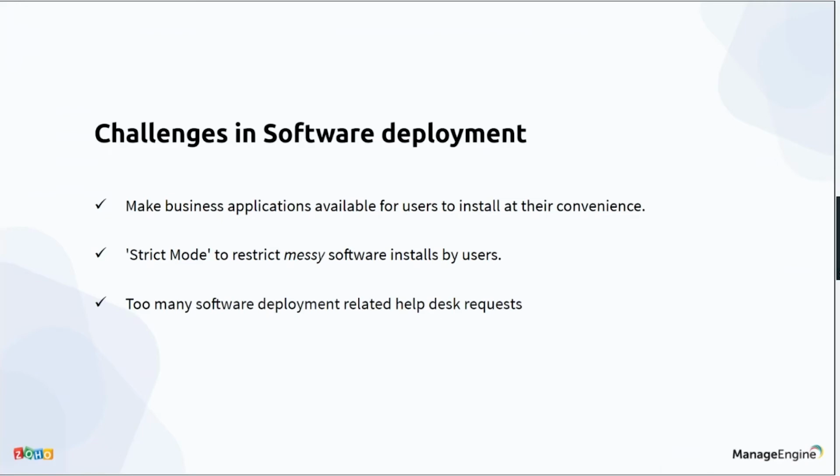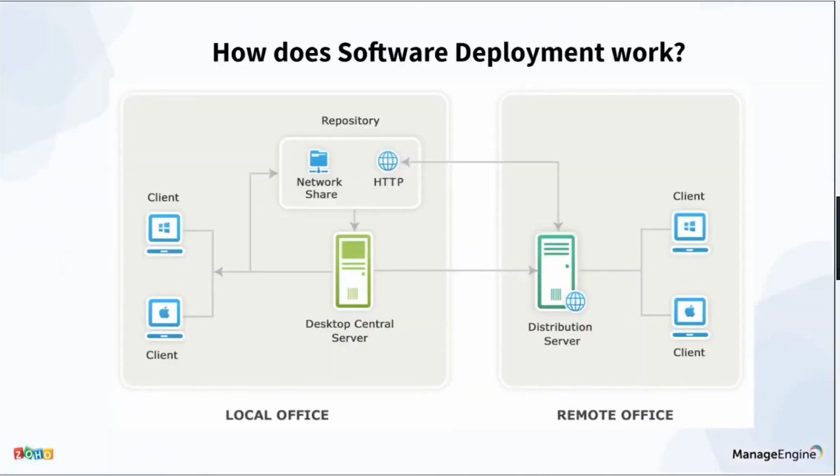And we may have too many software deployment related help desk requests. So the admin might be fed up with the multiple requests coming in for different types of software being used in the organization. These are some of the common challenges that we are facing. Okay. So we will be able to sort out all those challenges with Desktop Central software deployment. So we'll see how software deployment within Desktop Central works.